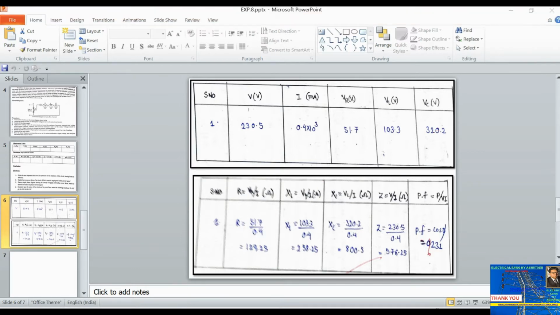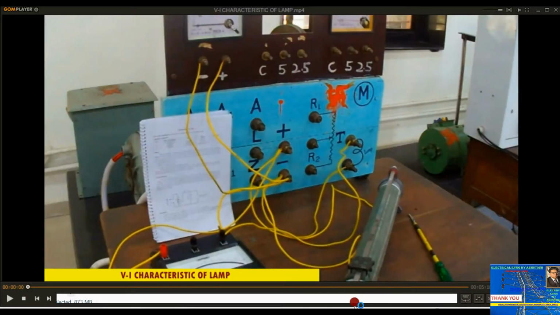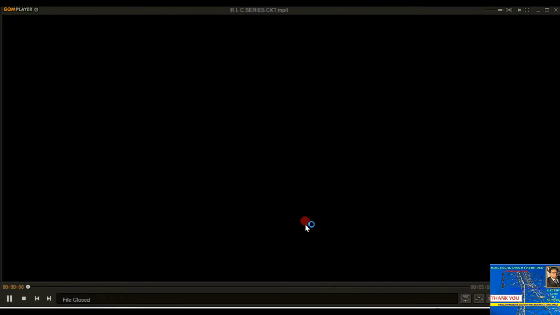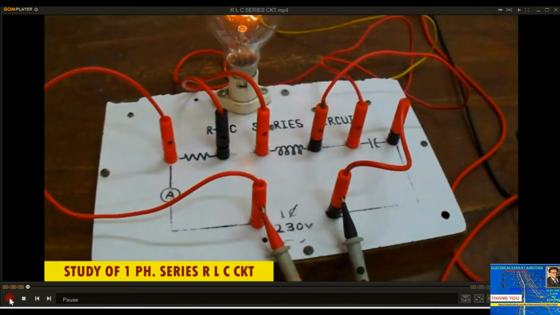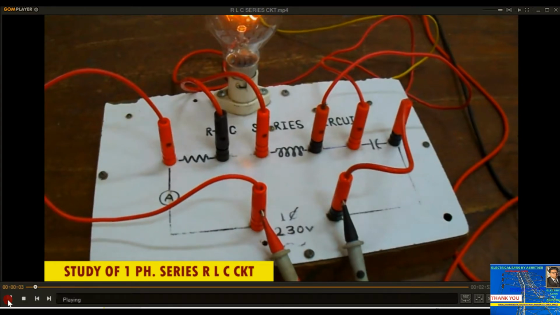So we are going to watch a video. See here, RLC series circuit. You can watch the video of how we are going to perform. Okay, so this is the RLC series circuit, drawn and printed on the hardware circuit. See here RLC, and this is the supply voltage, 230 volts. We have connected this circuit in series: the three components R, L, C are connected in series, and we have provided single phase 230 volt.